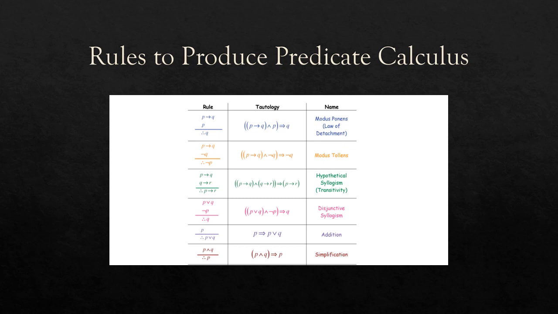And simplification: P and Q comes, then the result is P. Therefore, the tautological representation is P and Q implies P. So these are the 6 rules that are used to produce predicate calculus.